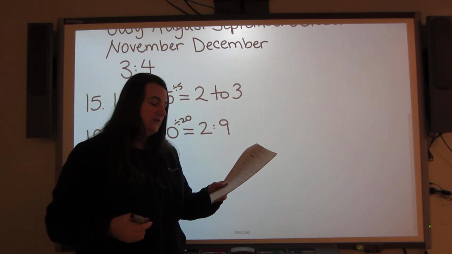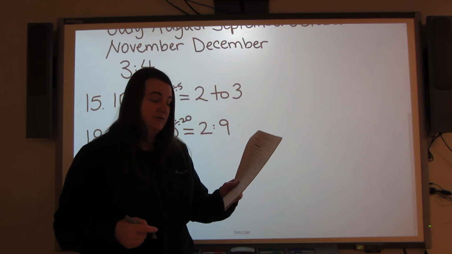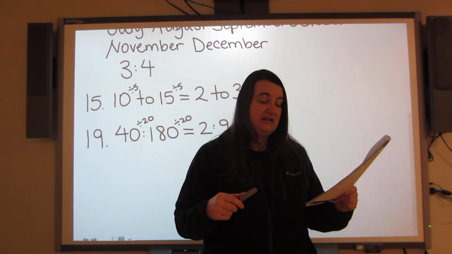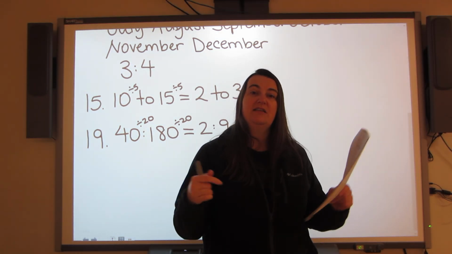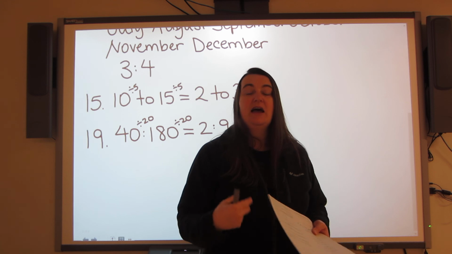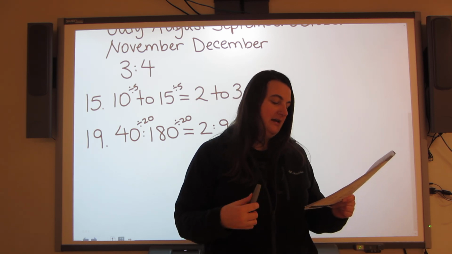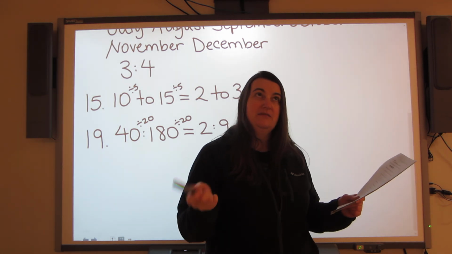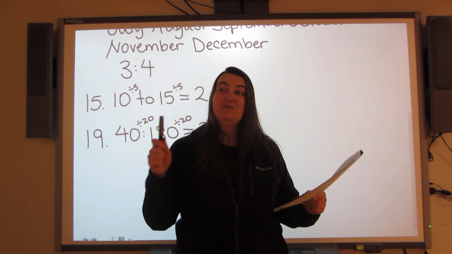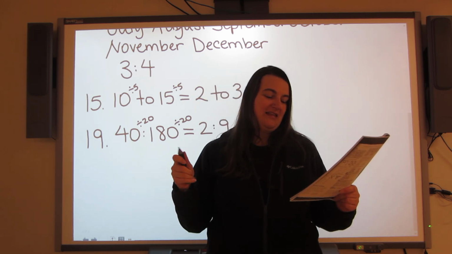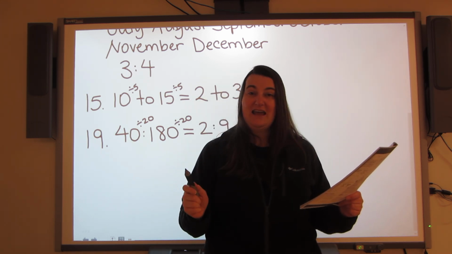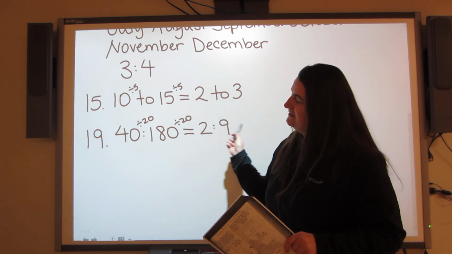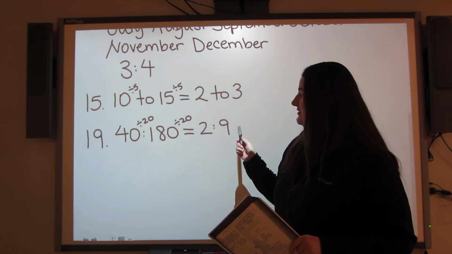So for 19, 20, 21, and 22, you need to find the same unit. So for number 20, you've got quarters and dimes, so you want to make them both into cents. How many cents do you have? Number 21, you've got meters and centimeters. It's easier to turn the meters into centimeters. And then for number 22, you've got a year and a day, so it's easier to turn the year into days. But you need to make sure they're the same units, and then you need to make sure they're lowest terms.